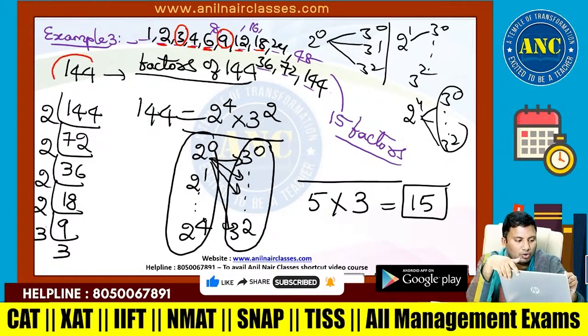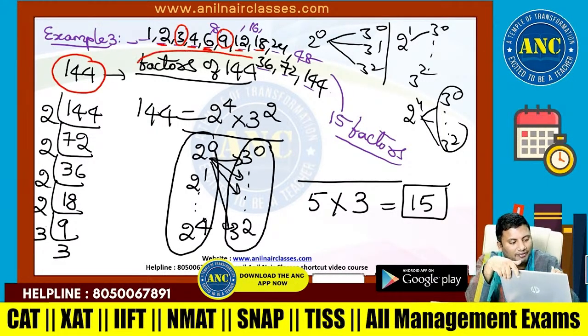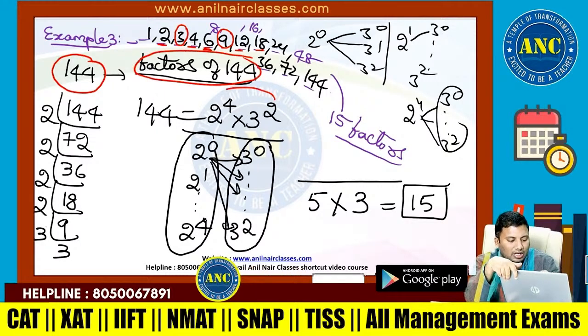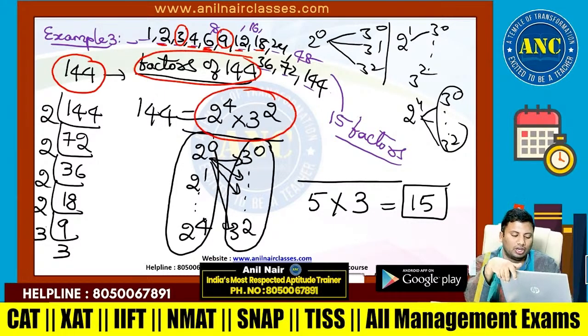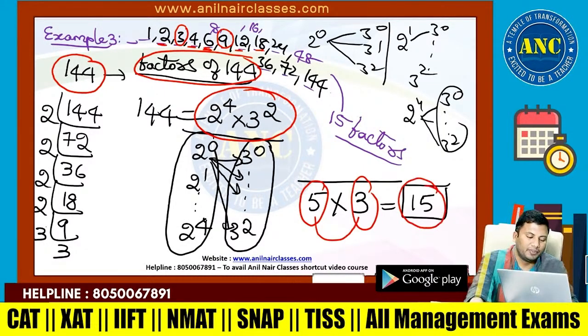Example 3 is only finding out the factors of 144. Factors of 144: 2 power 4 into 3 square. 0 to 4 is 5, 0 to 2 is 3. What is 5 into 3? Total it is 15. I hope the idea is clear.